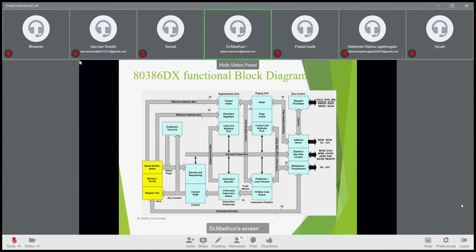First is the CPU, that is the central processing unit. The second one is the memory management, in short MMU, the memory management unit. And the third one is the bus interface unit. Here, the central processing unit performs the operations related to your central processing and user interface.